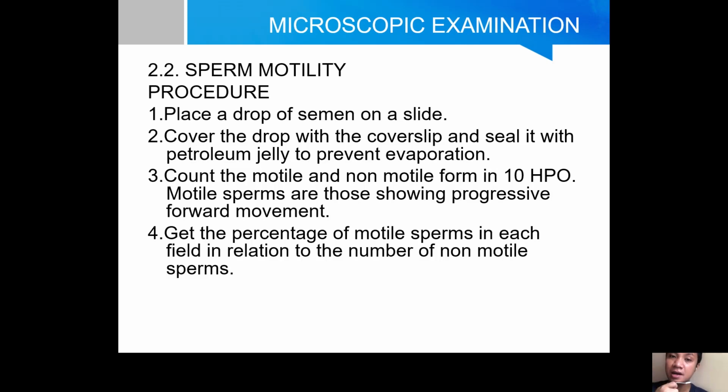Another method we'll be doing is the sperm motility evaluation. The sperm motility evaluation is not only for the speed of the motility of your sperm, but also their direction. So it should be the motility, the speed, and the direction. It should be progressive and forward motility.